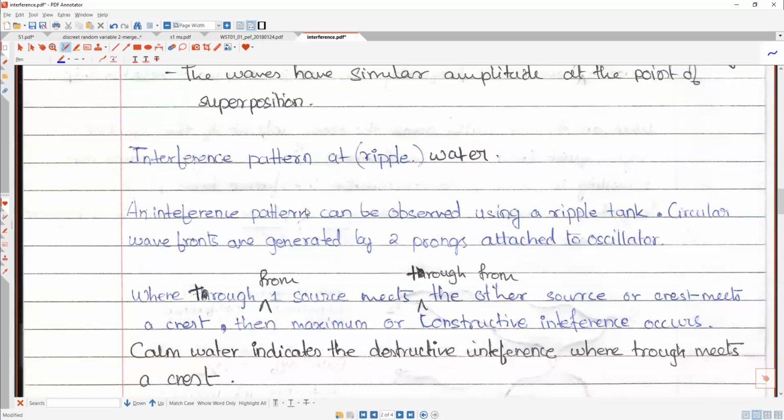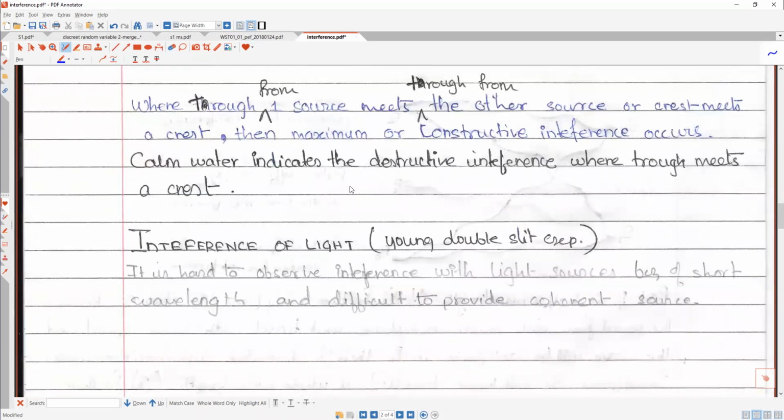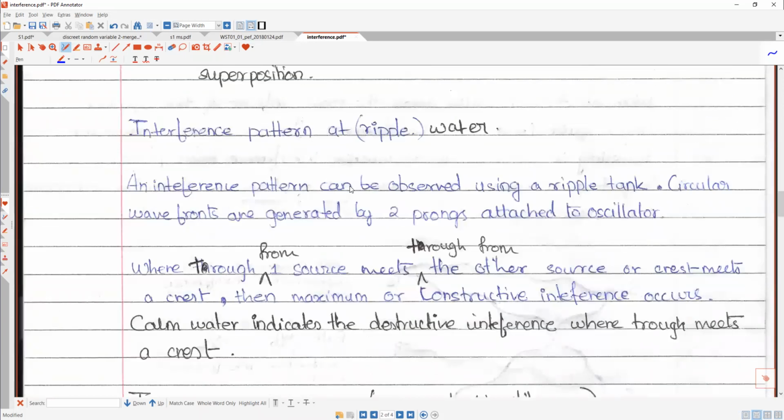Where the trough from one source meets the trough from the other source, or crest meets crest, there is maximum constructive interference. Calm water indicates destructive interference, where the trough meets the crest. Now I'm going to show you how actual water looks. What I just showed you was only a diagram of constructive and destructive interference. I'm going to show you actual water interference.